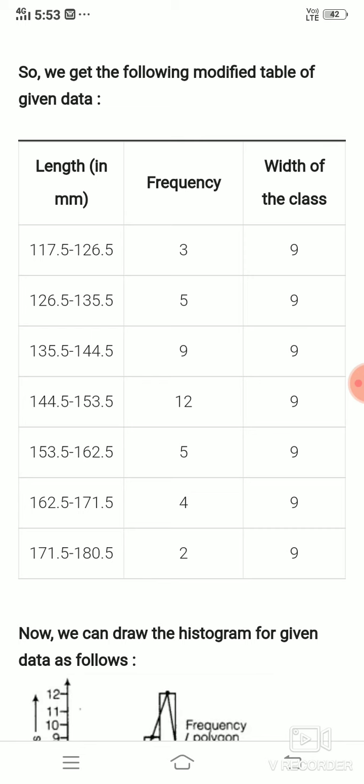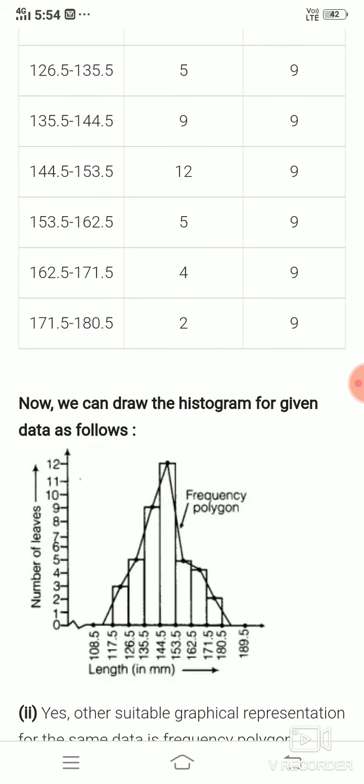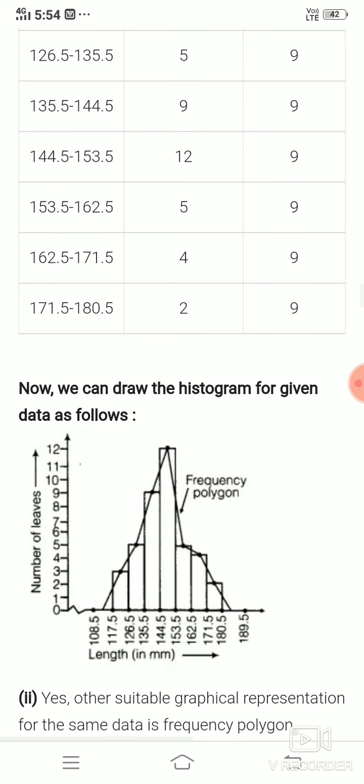So the first interval is 117.5 to 126.5, then 126.5 to 135.5, and so on up to 171.5 to 180.5. The frequencies, the number of leaves, are 3, 5, 9, 12, and so on. The class width is 9, and there is no need to write the "equal" form. Now we draw the histogram for the given data.